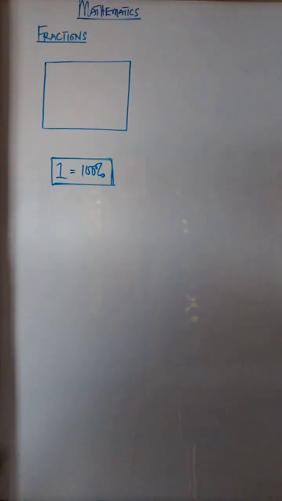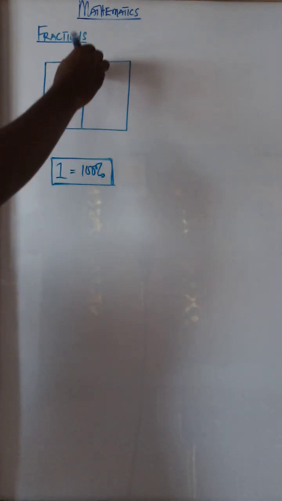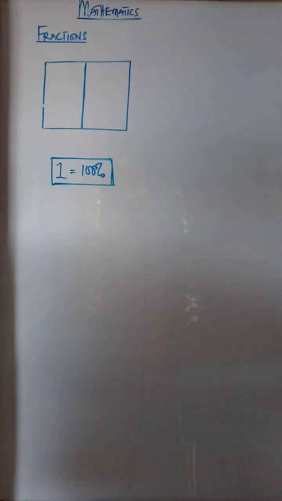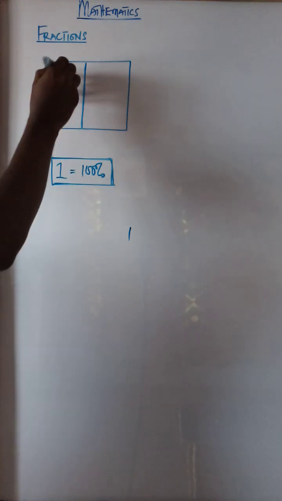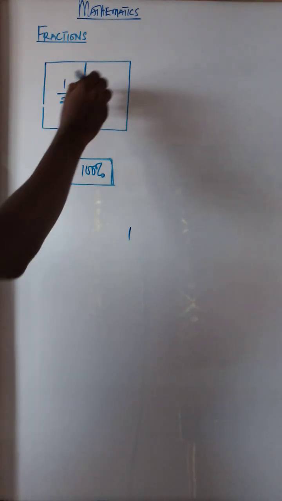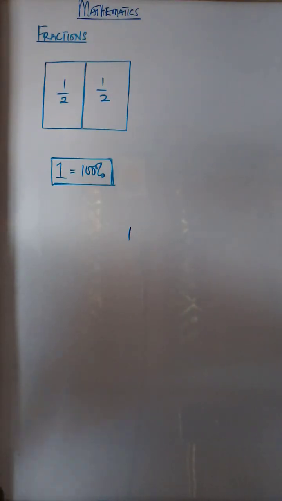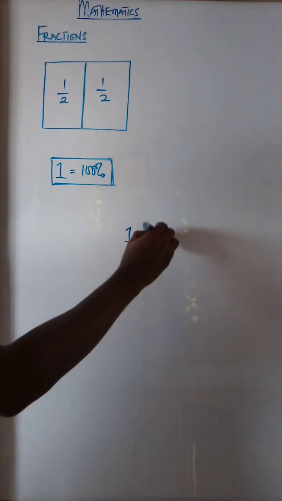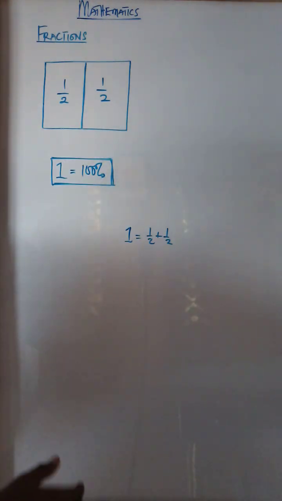But by the time I divide this into two equal parts, how many parts do we have? We have two parts, right? It was one square before, but that one square is now divided into two parts. So each part is what? Half. So you can also say that one equals half plus half. This is a fraction. A fraction means a part of a whole.